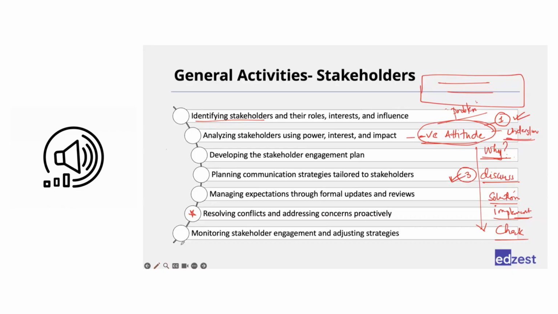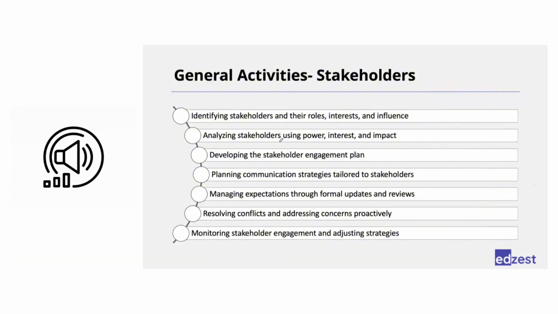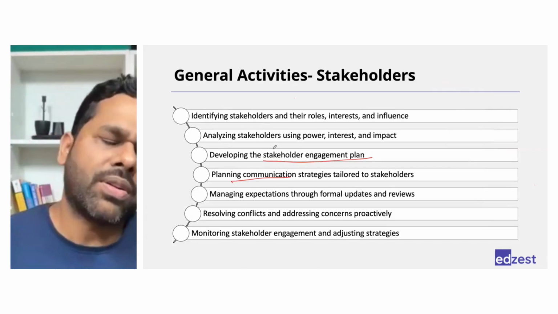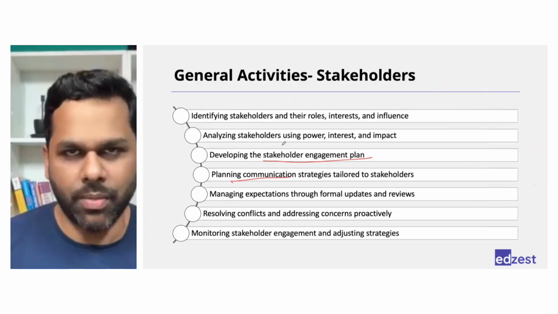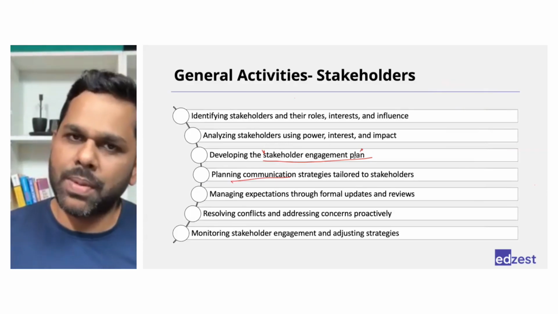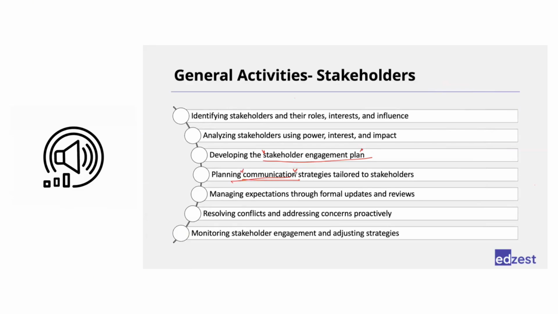And one more question. Please confirm, is the communication management plan a part of stakeholders? Will it be a part of this process, stakeholder engagement, or a part of resource? No, communication is a part of the stakeholder performance domain. But those two are different plans. Stakeholder engagement plan is different, communication management plan is different.